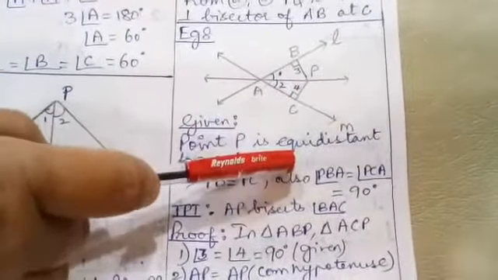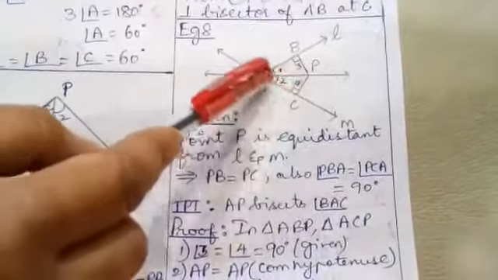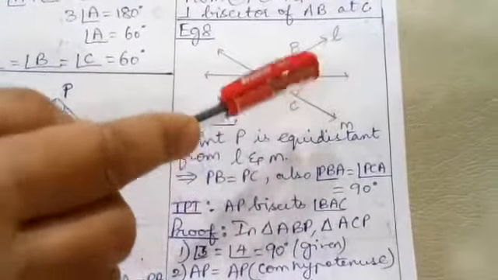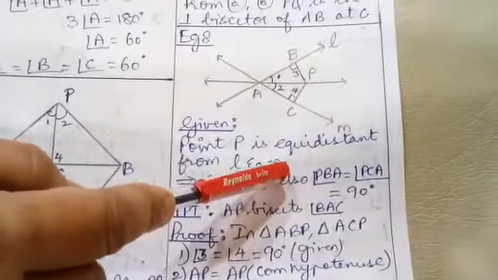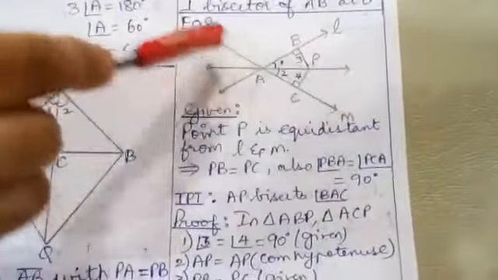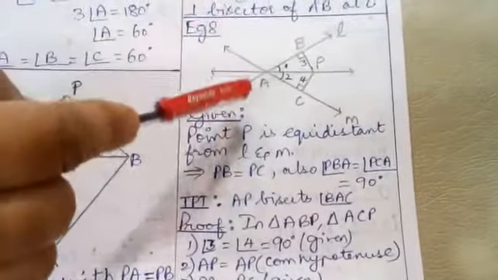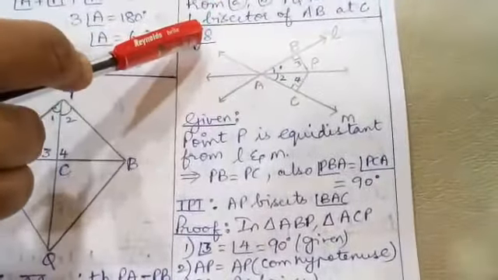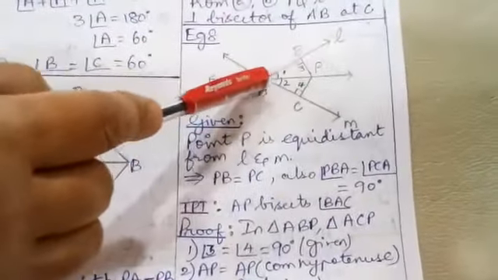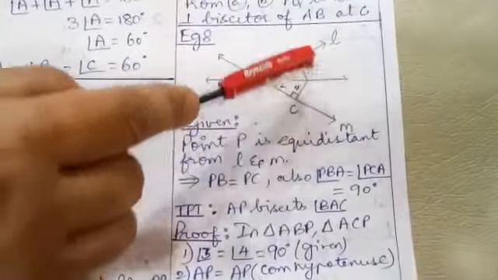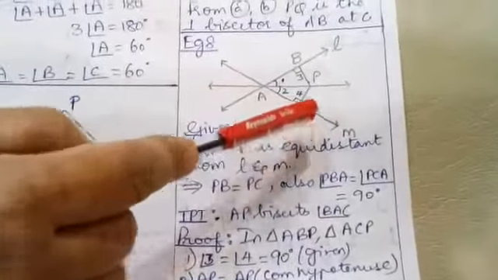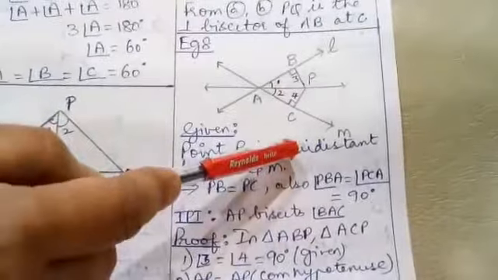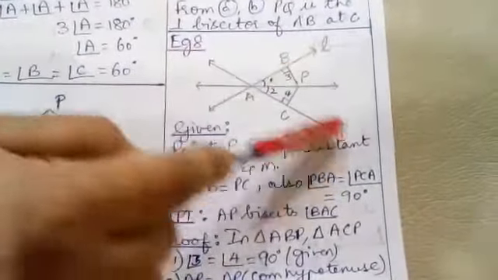Now with this information, we need to prove that AP bisects the angle between the lines L and M. Which is the angle formed between the two lines L and M? Read the angle: angle BAC. Angle BAC is the angle formed between the lines L and M.